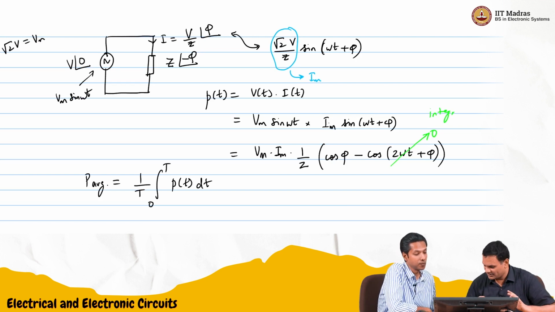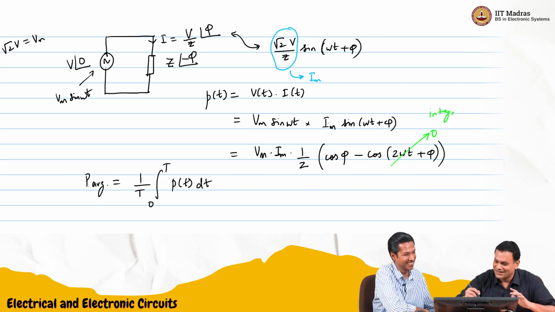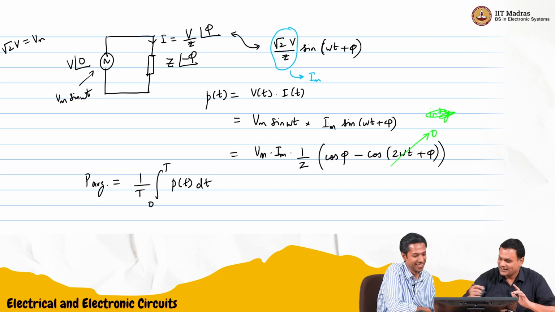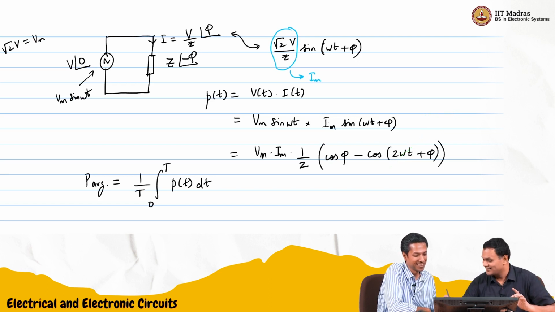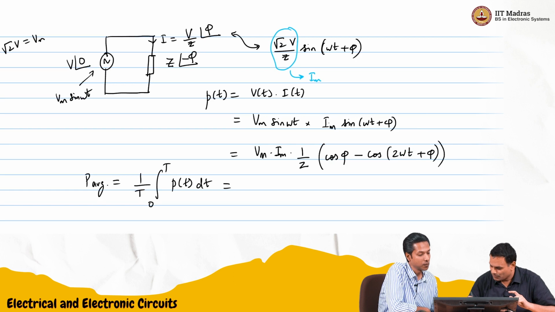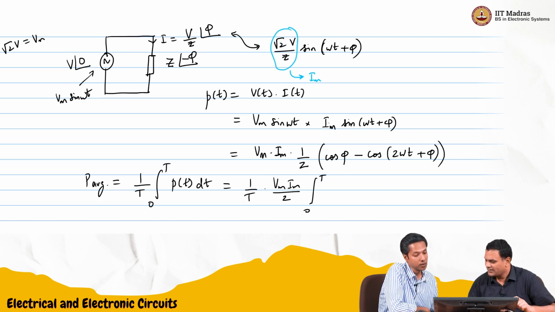Shall we write it out explicitly? Good idea. Let's not take any shortcuts. We should not just say that this is 0. This is actually time varying. So this would be 1 by T, and Vm Im by 2 we can take outside. Integral 0 to T. We can even take cos phi out, because that's also a constant. So we'll integrate this portion.